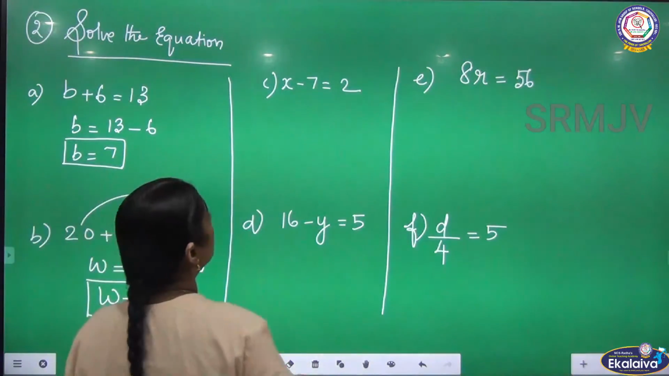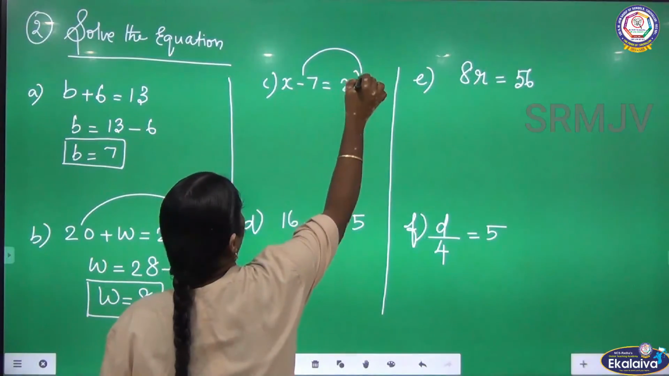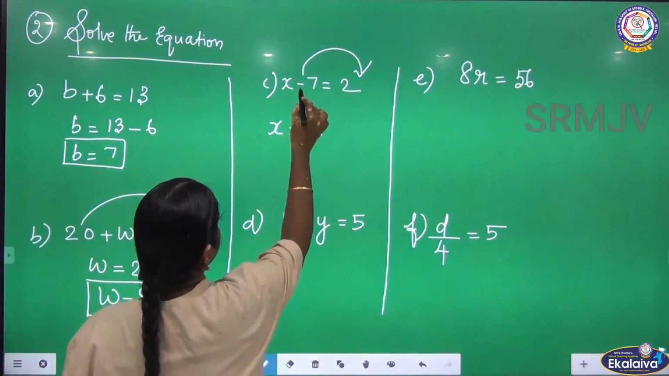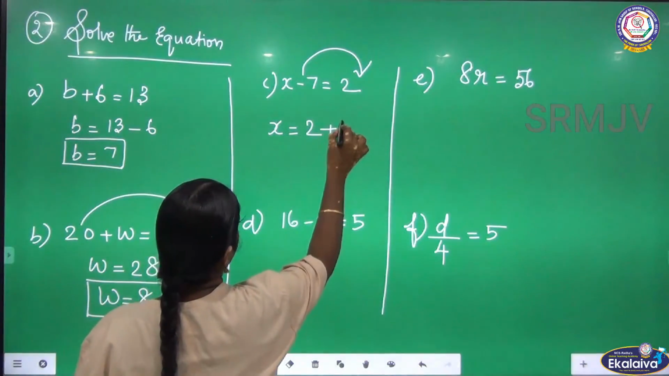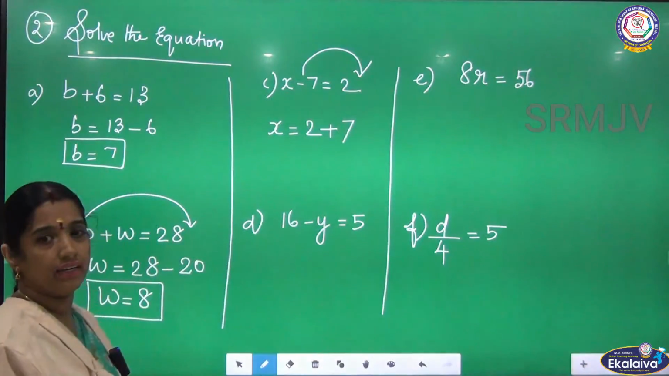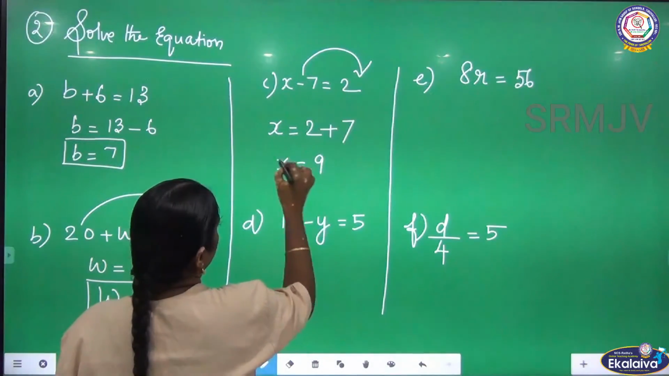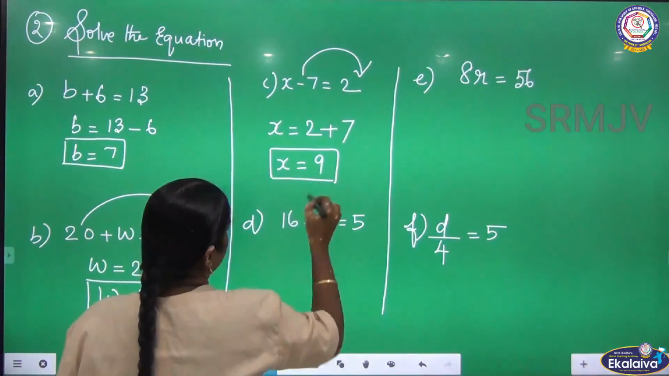See here, this minus 7 you have to move to this side. So x is equal to 2 minus 7; when it comes that side, what does it become? Plus 7. So x is equal to 2 plus 7, which is 9.